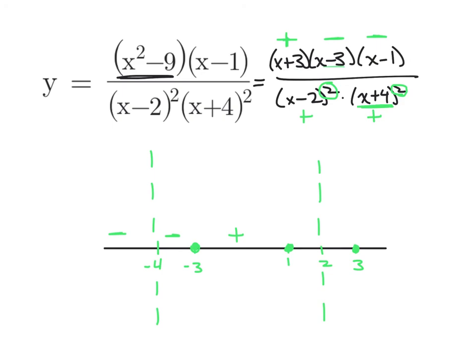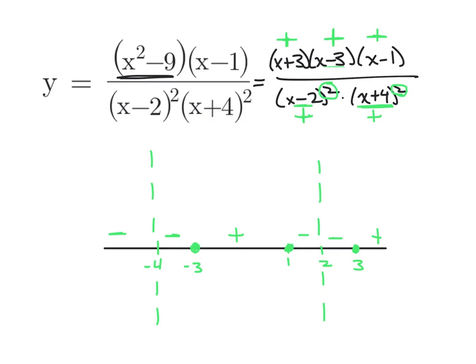As we pass over 1, x minus 1 changes from negative to positive, making the entire fraction negative. As we pass over 2, it is x minus 2 that will change from negative to positive. However, it's squared, so stays positive, and the entire function stays negative. After 3, it's x minus 3 that changes from negative to positive. Now everything is positive. Now we're almost ready to come up with the graph.